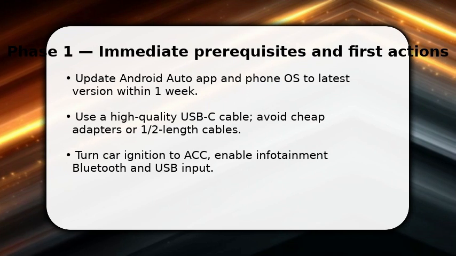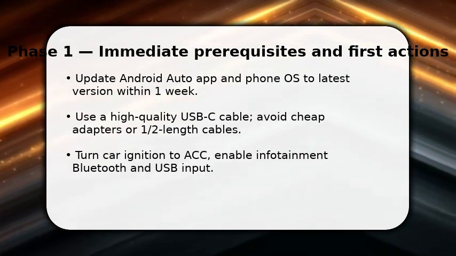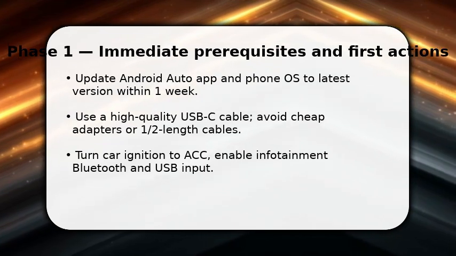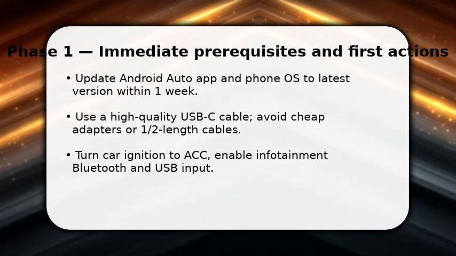Now plug the phone into the USB port. You should see a prompt on the phone and the Nexon screen. Allow the basic connection prompts. This starts the pairing and permission requests needed for GPS data to pass through.